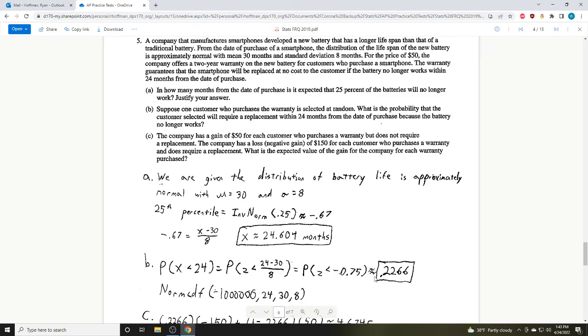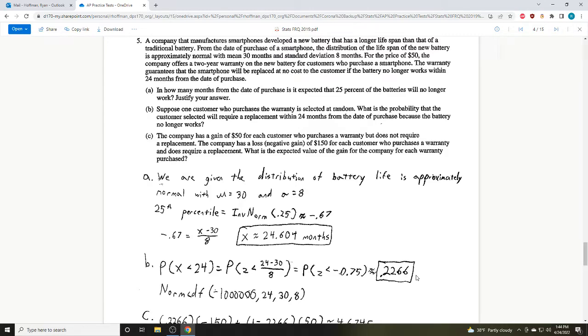We want the z-score. We find the probability, which is 0.2266. Hopefully that should make sense because we got the 25th percentile being a little bit above 24. So that means the percent that are less than 24 should be less than 25%.